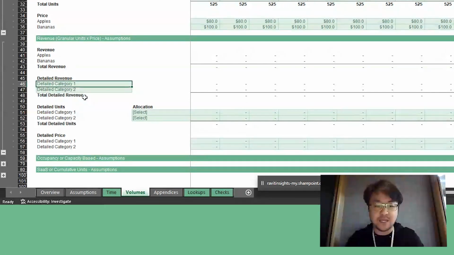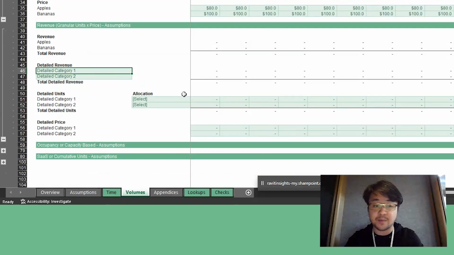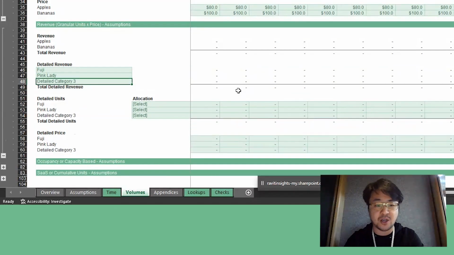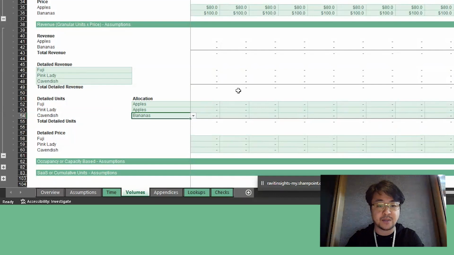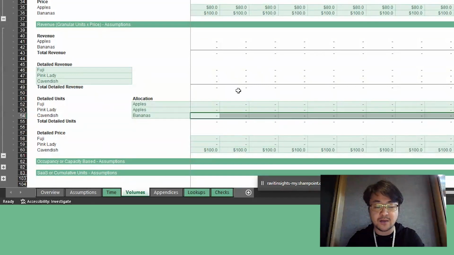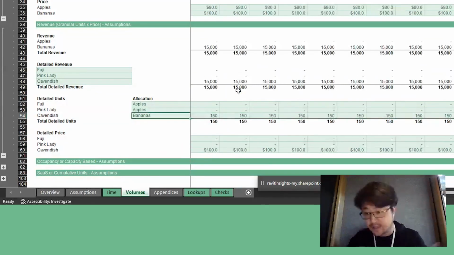But what we could do here is, we've got detailed revenue that we want to populate, and we're looking at apples. So what if we're selling Fuji's and Pink Ladies? And for the bananas, let's just go Cavendish. We're just going to map or allocate these first two to apples, and we're just going to map this one to a banana. Since we're assuming the bananas are the same, we'll give them the same pricing. So we'll make that $100. And if we go 150 on that, we've now got the 15,000 that we had previously.